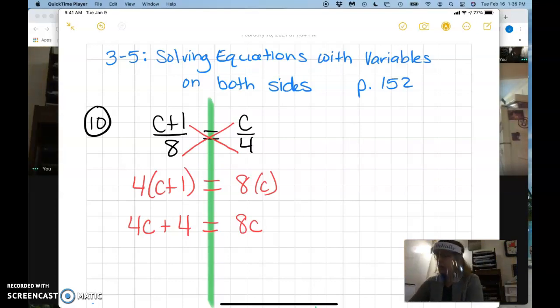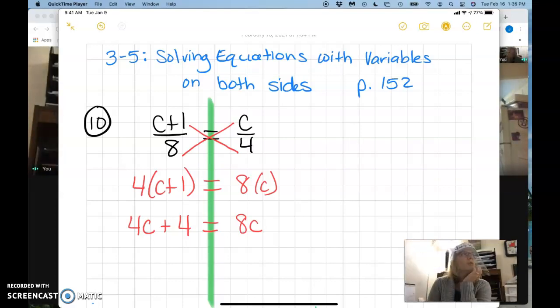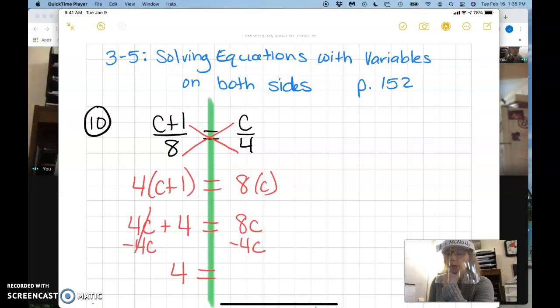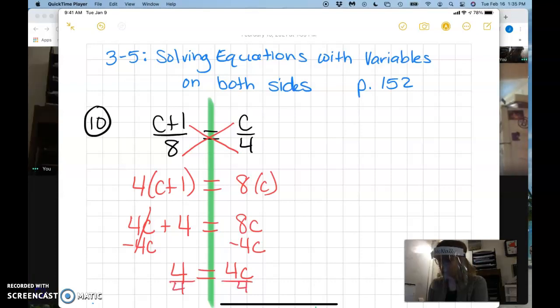Okay. So now we're just going to solve. What should I move in this problem? The 4c. Yes. What am I going to do to move it? We're going to do the opposite. So I'm going to minus 4c from both sides. I get 4 equals, and then what's 8c minus 4c? 4c. Divide both sides by 4. You cross off 4c. So, bring down c. c equals 1.